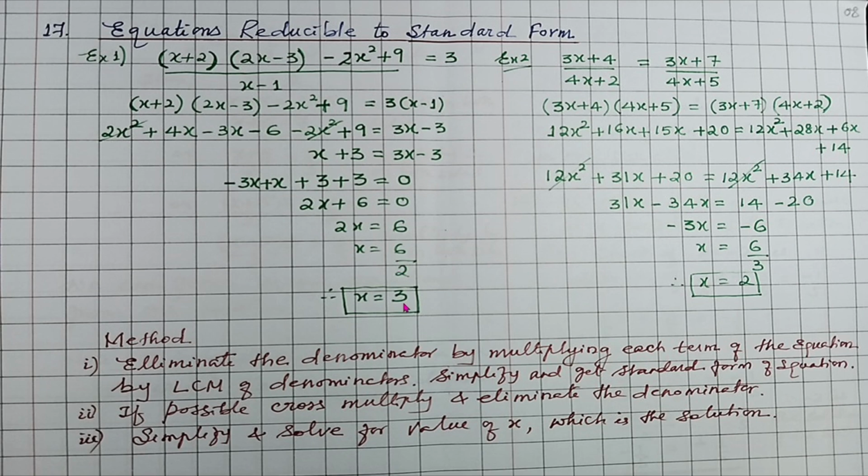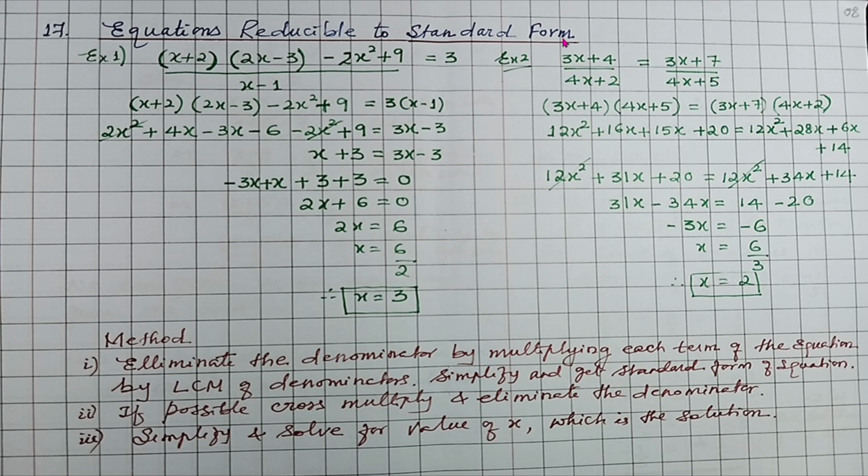So this is how we can solve any given equation which is not in a standard form. We have to reduce it in a standard form and then solve the equation by any of the methods. We have solved it by transpose method. Now let us take one more example. We have an equation here, (3x plus 4) upon (4x plus 2) equals (3x plus 7) upon (4x plus 5). Now this is not in a standard form.